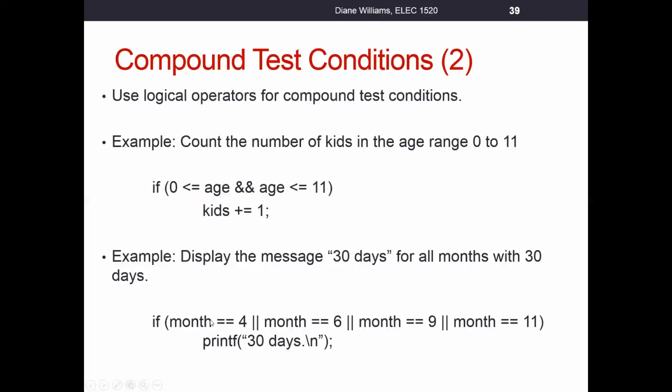But we say if the month is equal to 4, so if the month is April, we print out 30 days. Or if the month is June, equal to 6, print out 30 days. Or if the month is equal to 9, September, print 30 days. Or if the month equals 11, so double equal sign, remember that's our relational operator for equality, we print out 30 days. All right, we need the OR condition because if any one of these is true, we want to print out the message 30 days.